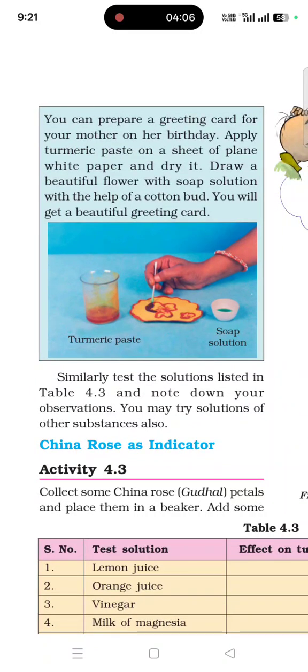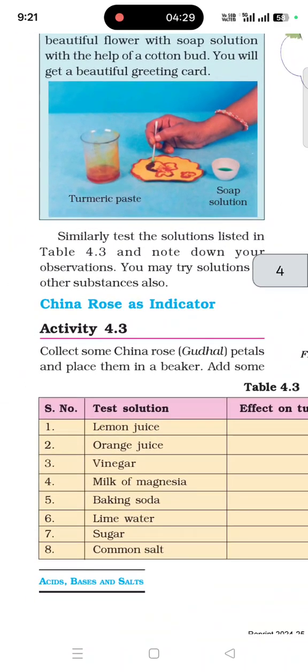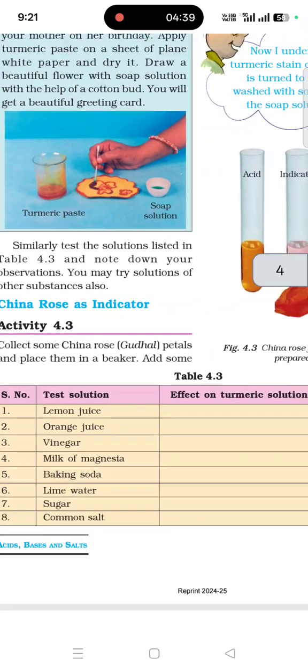The turmeric paste, which is yellow in color, will change to reddish in color when reacted with the soap solution. The chemistry behind this is that the soap solution contains kind of NaOH, which is basic in nature. When reacted with the natural indicator turmeric, it will turn reddish in color. So this color change can be used for decorative purposes too. Whereas the turmeric will remain unchanged, that is, it remains the same yellow color in the presence of acids, but it will react in the base.